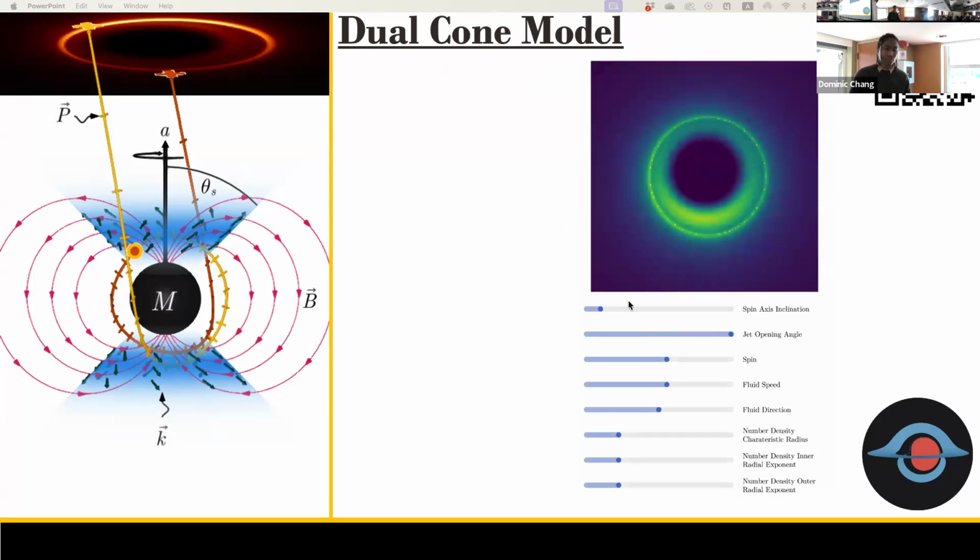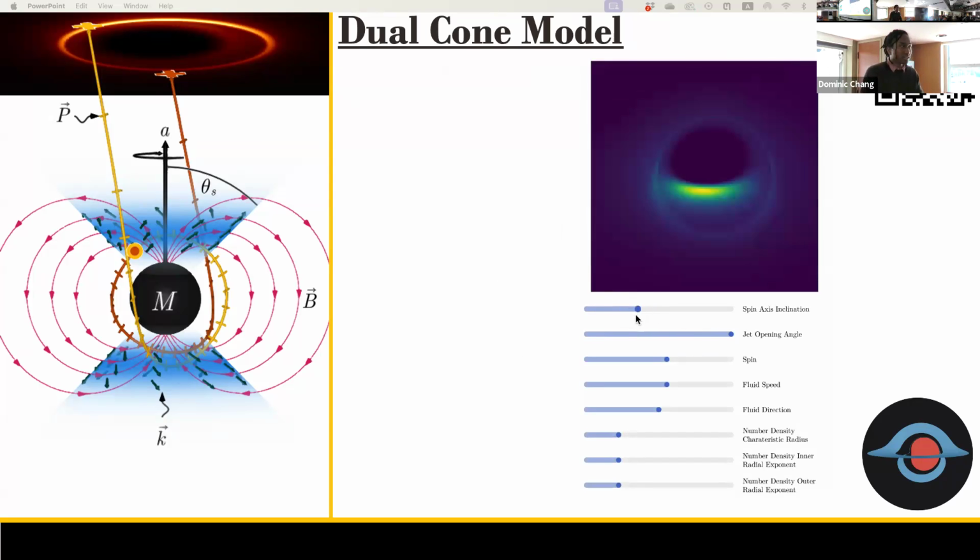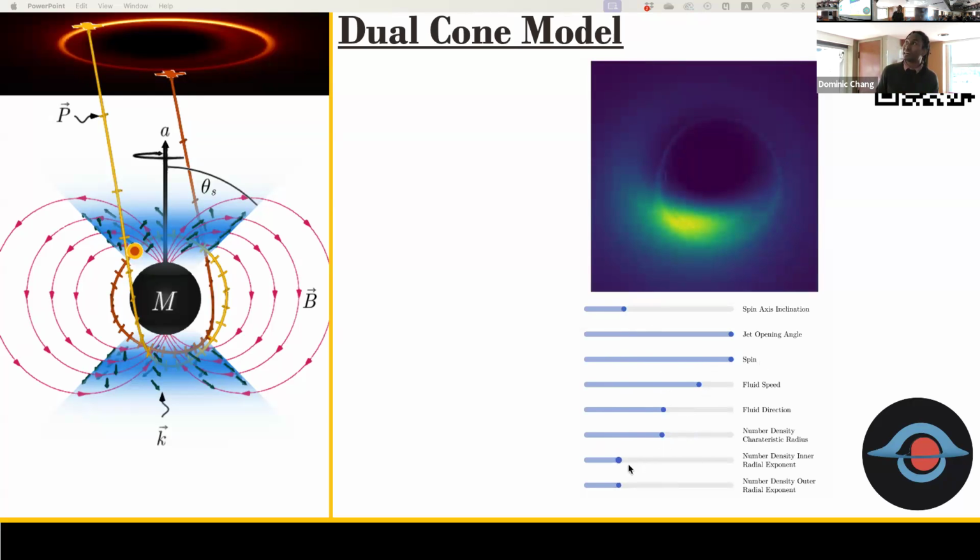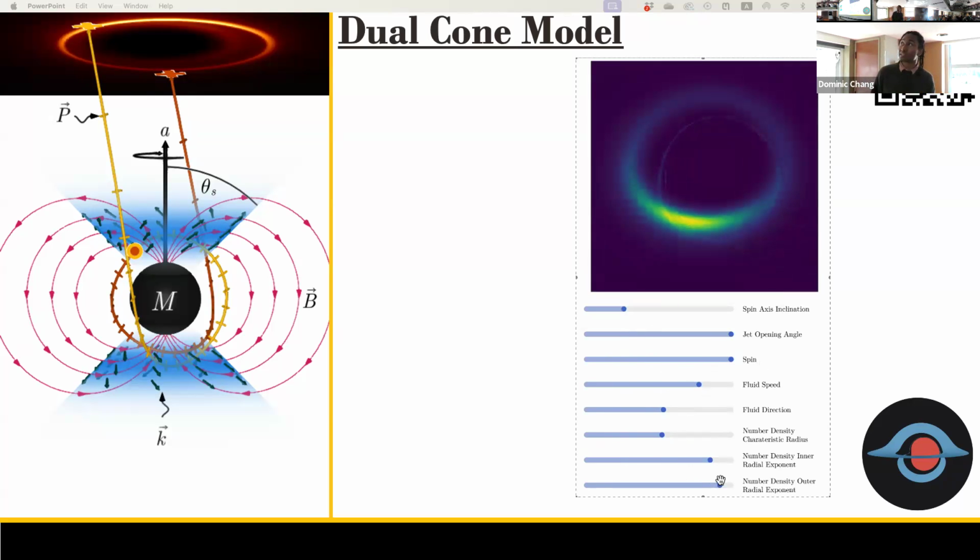One of the benefits of doing it this way is that the model is really, really fast. Typically when you do GRMHD, a single simulation can take months to run, especially since you have to wait for it to run and equilibrate over time, and the equilibration takes a long time. If you have a model like this, you can just fire it up, generate images in real time, play with the parameters, and see how they affect the images. It's really very convenient for understanding what parameters affect the image in what way.